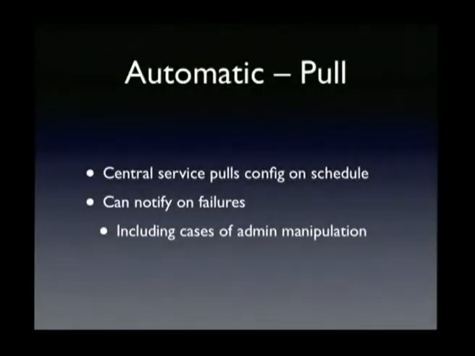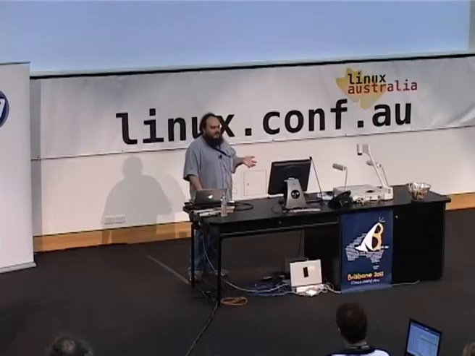Doing the pull method is actually much better. You have a central service that pulls the config on schedule. It can actually tell you on failures when a device is down, unreachable, SSH has crashed on extreme switches yet again. And it should also catch, in most cases, admin manipulation. And if you've got some networks, that's critical. Some networks, that's not so much.